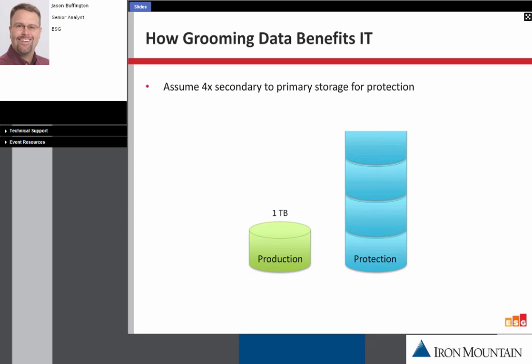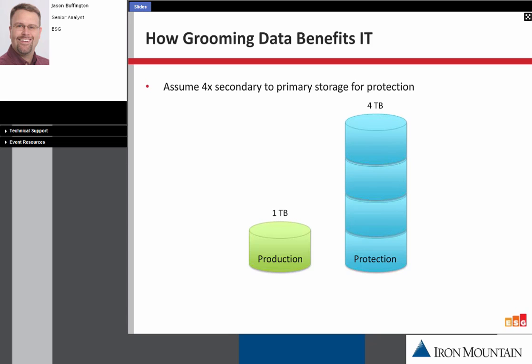Let me take you through the quick math. So let's assume for a second, and your mileage will vary, but in a traditional data protection environment, one can typically presume that the footprint for secondary or protection storage is usually between 4x and 6x. Your deduplication rates will vary. of what your primary storage footprint is.